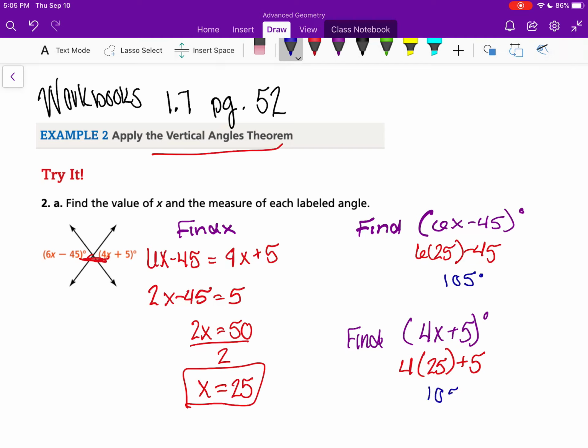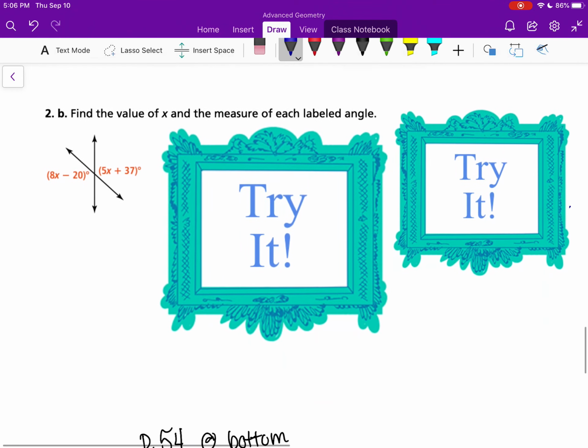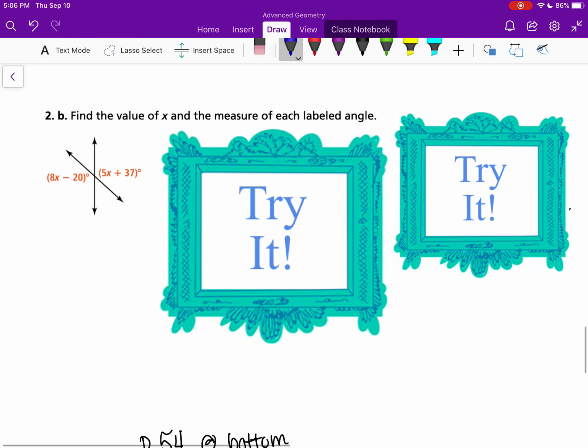Is it a coincidence that they were the exact same measure? No, not at all. Knowing that they're vertical angles and that vertical angles are congruent, they should be exactly the same. So that lets us know that we did our math right, because they did check out to be exactly the same. You're going to try part B in your book, and I am going to delete these text boxes and you try them.